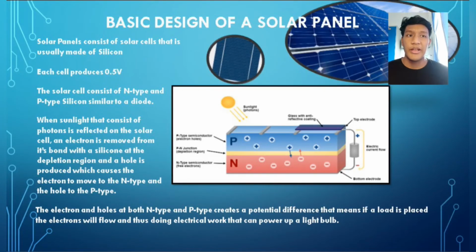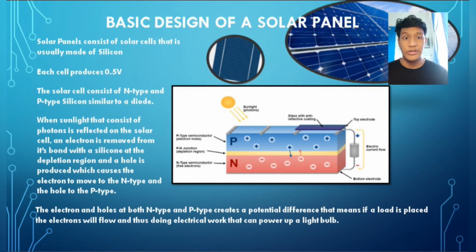Assalamualaikum warahmatullahi wabarakatuh. My name is Hafiz. So I will be explaining about the basic design of a solar panel. A solar panel consists of solar cells that are usually made of silicon. Each cell produces about 0.5 volts. The solar cell consists of N-type and P-type silicon similar to a diode.